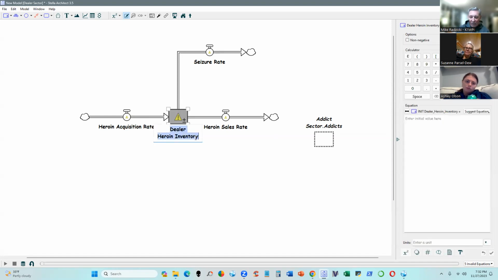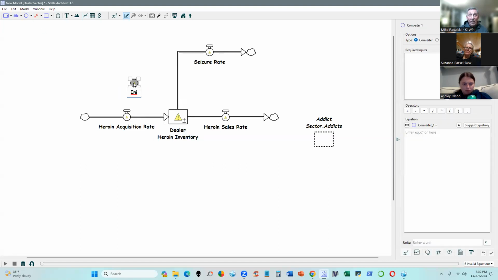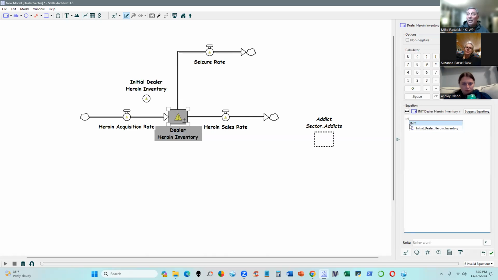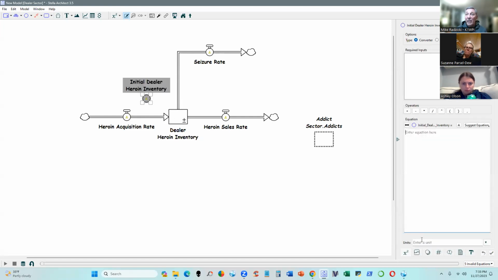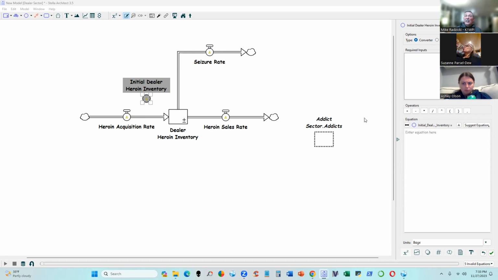So my style is I'll select and copy this and say initial, whatever it is. And over here on the right, the initial dealer heroin inventory is initial dealer heroin inventory. And we said that's bags, or the article said that's bags. This is going to be in bags, right? Let's leave this blank for a minute here. We're not going to specify that quite yet.